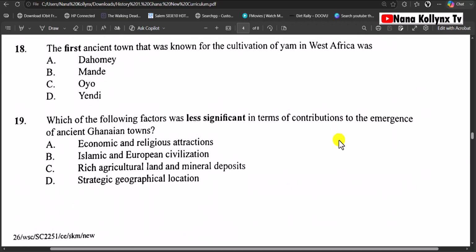Let's move to 18. The first ancient town that was known for the cultivation of yam in West Africa was. 19. Which of the following factors was less significant in terms of contribution to the emergence of ancient Ghanaian towns?